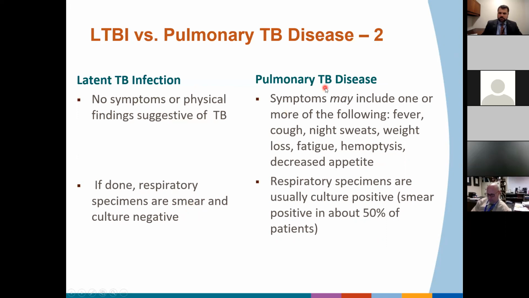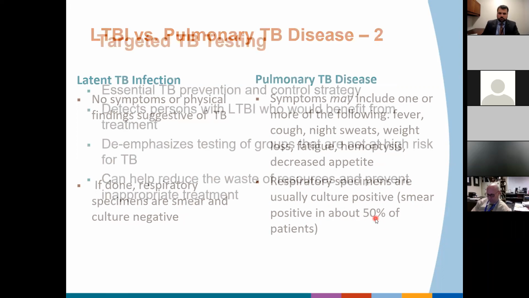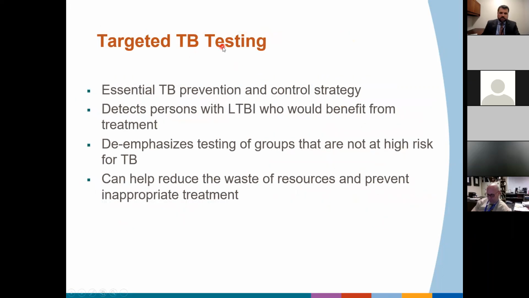Now, pulmonary TB disease. The symptoms may include these classic ones that you think about when you're thinking about symptoms for patients with TB: fever, cough, night sweats, weight loss, fatigue, hemoptysis, decreased appetite. These are chronic symptoms that a patient languishes with. They have these symptoms for a long time and do poorly over time. Respiratory specimens are usually culture positive and smear positive in about 50% of patients.